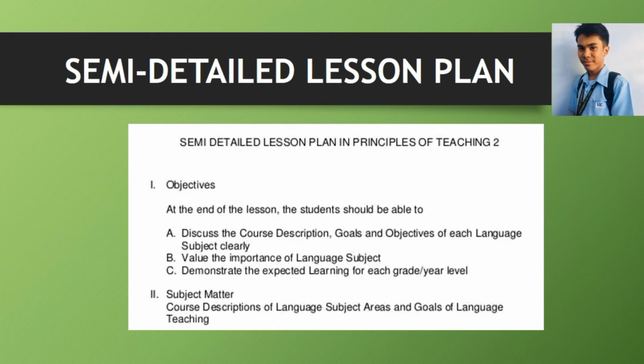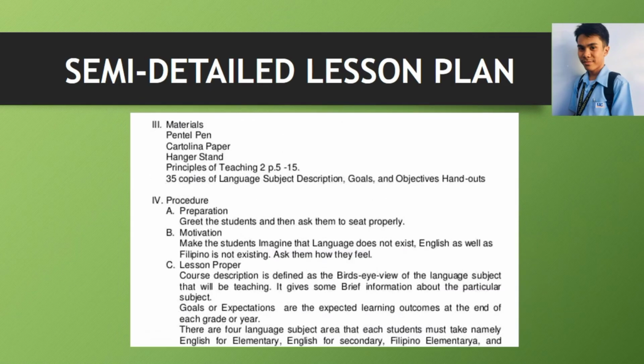So here I'm going to present to you the basic parts of a semi-detailed lesson plan. First, we have the objectives, where you are going to make at least 2 to 3 objectives that you need to meet in the lesson, and they must be catered by the cognitive, affective, and psychomotor domains. Another part is the subject matter, where you discuss all the contents of the lesson and all the materials that you are going to use, like in the example here, pentel pen, cartolina, and everything.